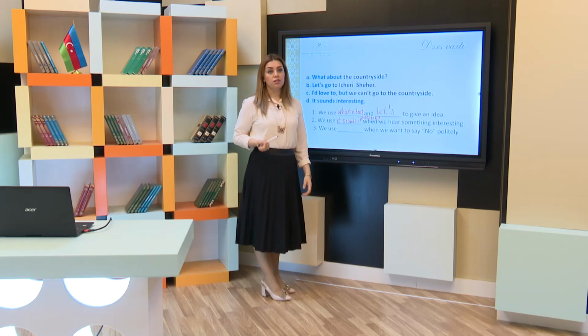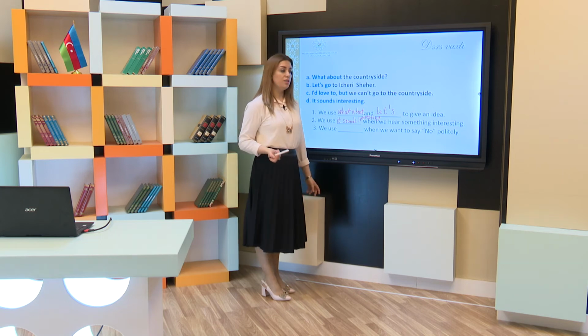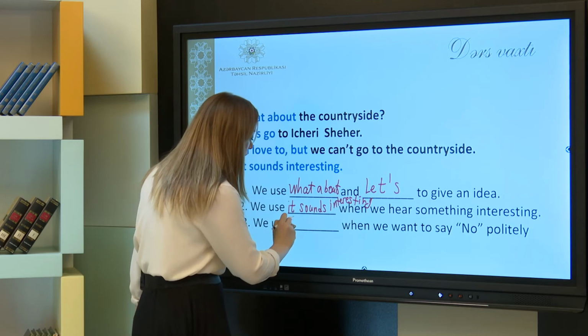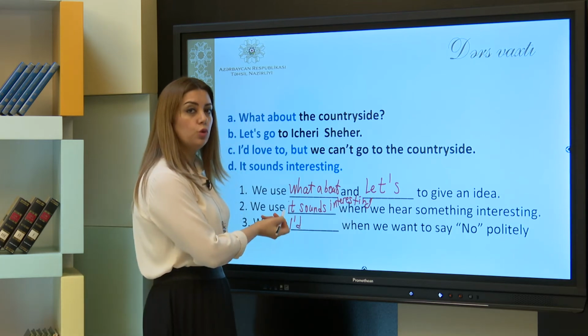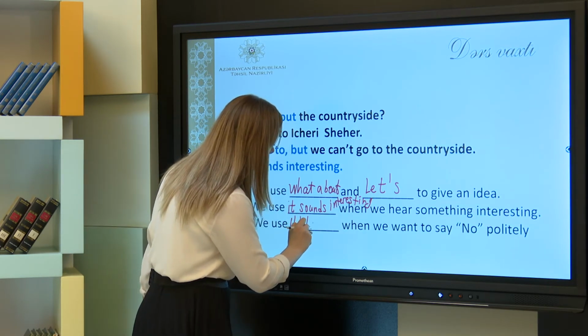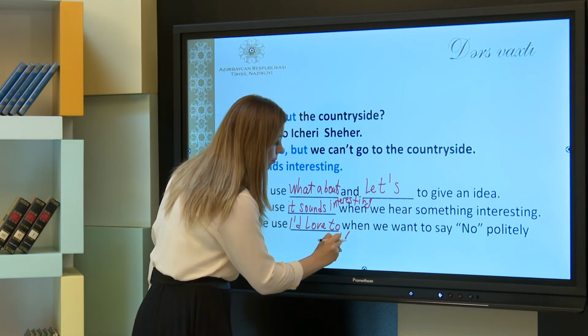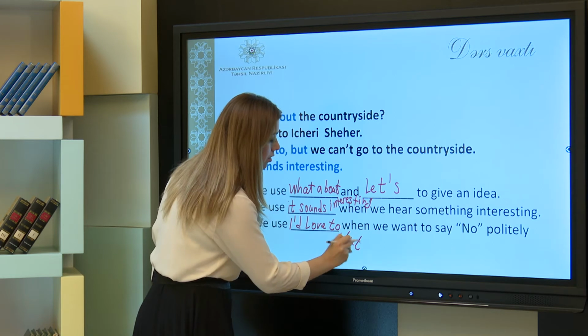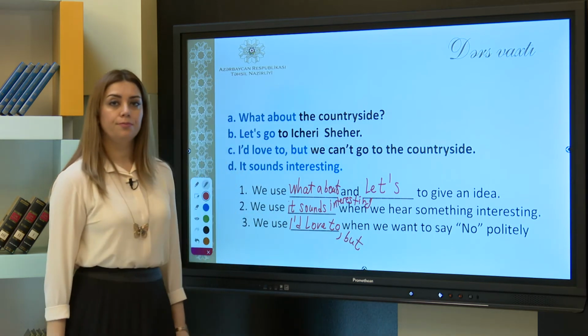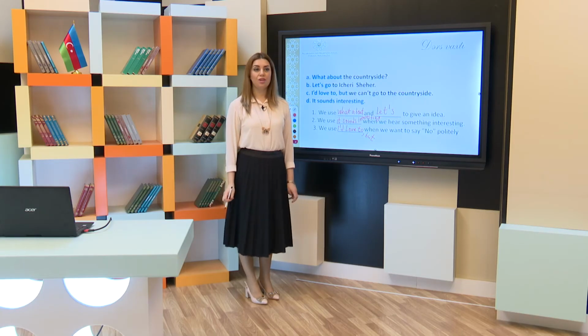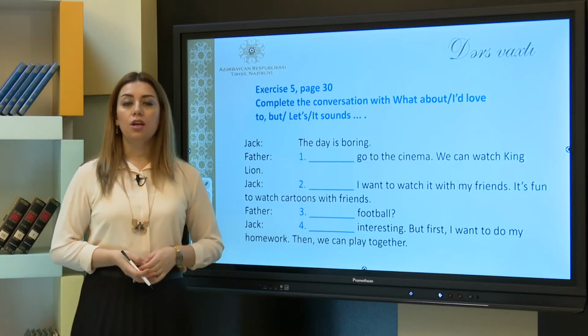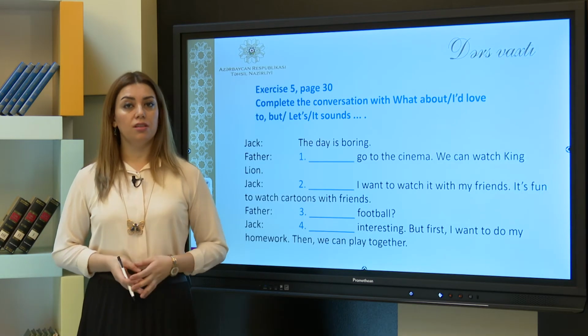When we want to say no, but we want to be polite, we say I'd love to, but. Let's write it here. I'd means I would. I'd love to, comma, but. Please remember these rules and try to use them in your language. And now we will do some more activities with these expressions.